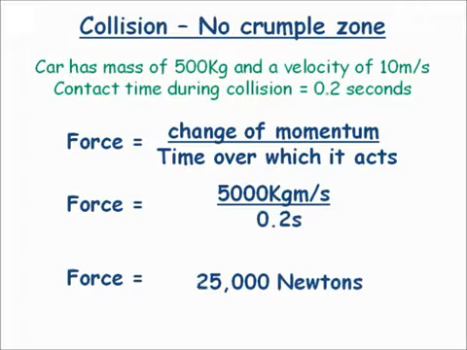Now let's look at the second collision. In this one, the car had no crumple zone. So the car had the same change of momentum, because it was still 500 kilograms, going at a velocity of 10 meters per second, but the contact time between the wall and the car was only 0.2 seconds. So if we put these numbers into the formula, this time we get a force that's much greater of 25,000 newtons, which is why poor old Ollie ended up being thrown out of his seat.